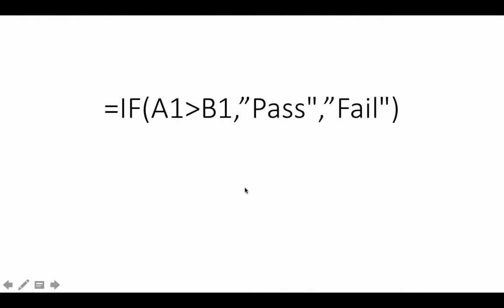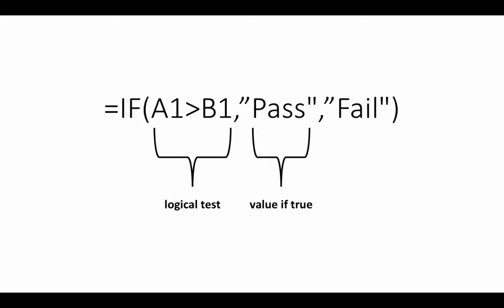This is the formula we're going to use. It's if A1 is greater than B1, then pass, else fail. So the first part is our logical test. That tests to see if the value in cell A1 is greater than the value in cell B1. The second part of our formula is the value if true, and we're going to display the text pass if the value in A1 is greater than B1. And the final parameter, the optional one, is our value if false. So if A1 isn't greater than B1, we'll show the message fail. So let's type this into our spreadsheet.